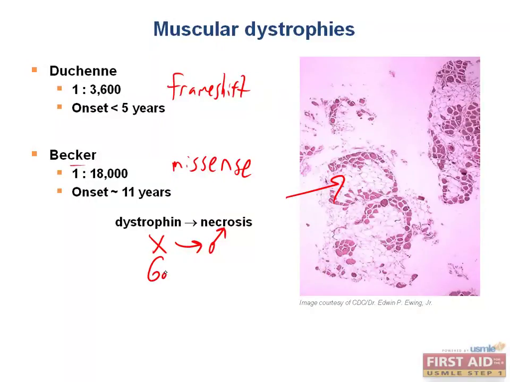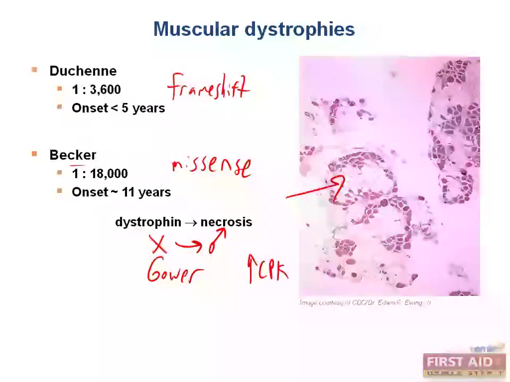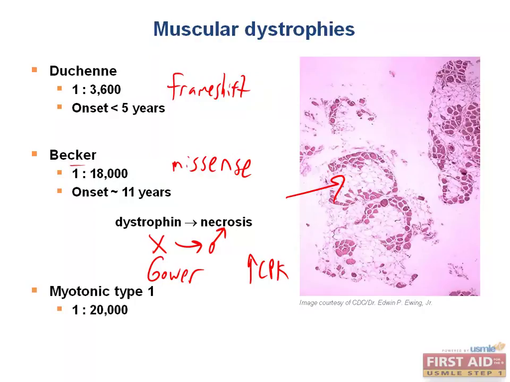You should also associate these with the inability to perform a Gower maneuver, especially Duchenne, since it's more serious. This is trying to stand up from a sitting position without using your arms, and the inability to do this is usually due to muscular dystrophy. Diagnosis can also be made by looking for increased creatine phosphokinase in serum, or by doing a muscle biopsy to look for fibrofatty replacement.